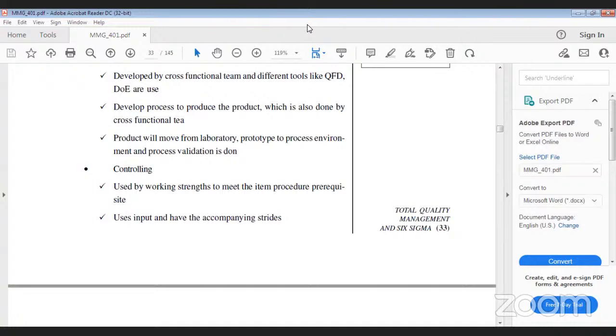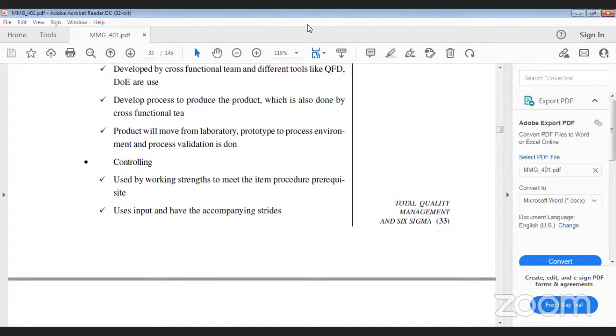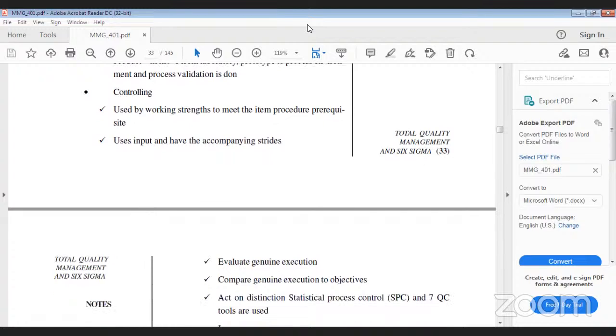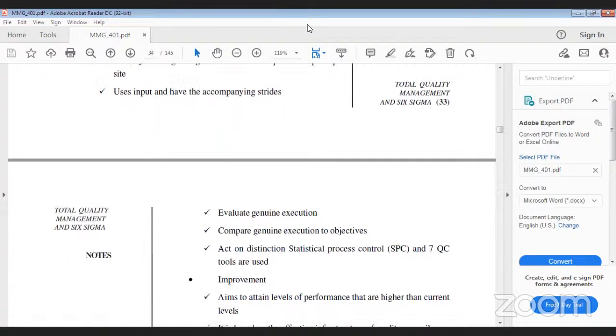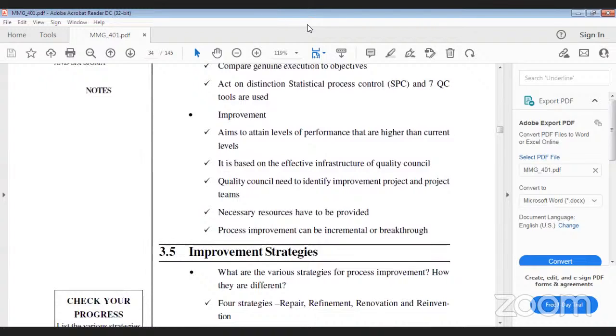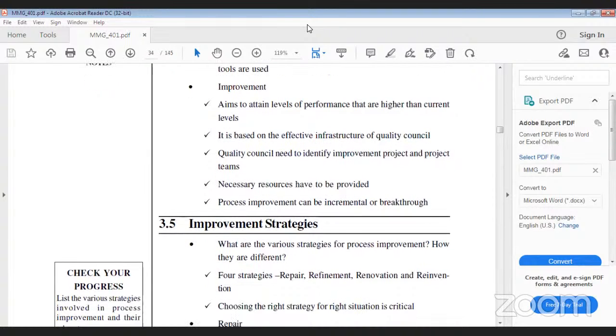Then there are some points about evaluating genuinely, then comparing genuinely, then there is execution, act of distinction also there. Then here, the fourth point is improvement, which aims to attain levels of performance that are higher than the current levels here. It is based on the effective infrastructure of quality and council. The quality council needs to identify improvement projects and project teams also there. There is a necessity that resources have to be provided there. Then the process of improvement can be incremental or breakthrough also. There are some improvement strategies also.